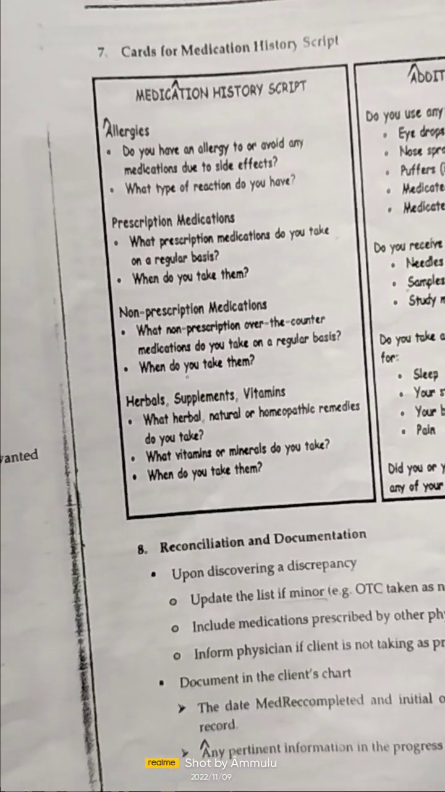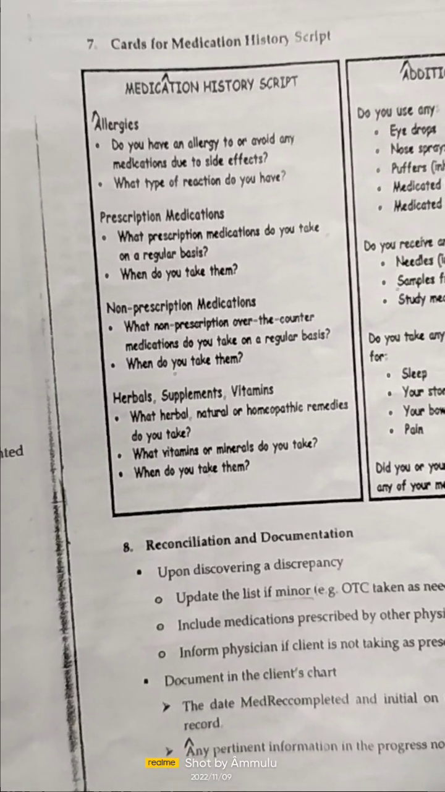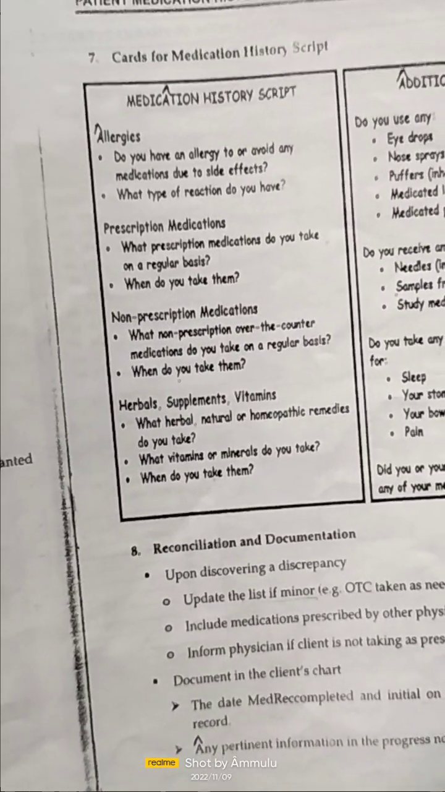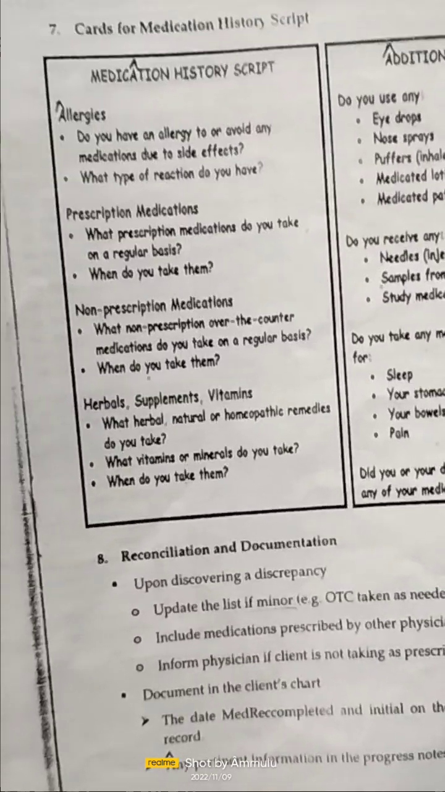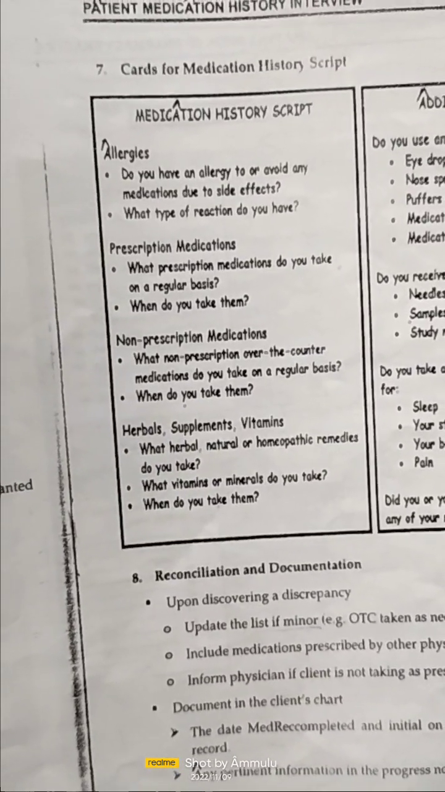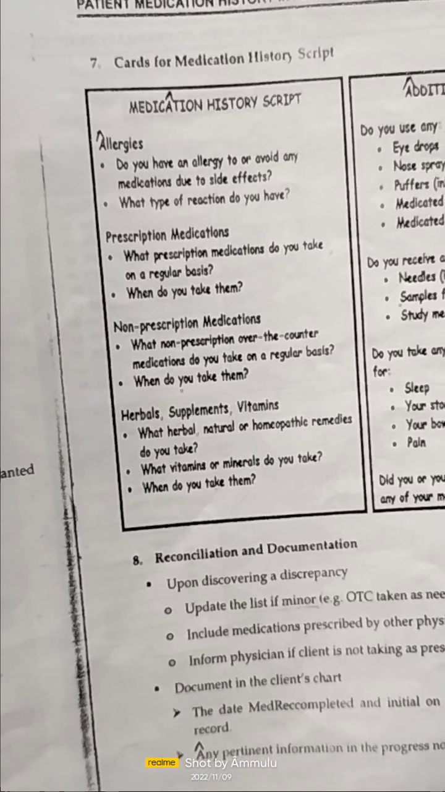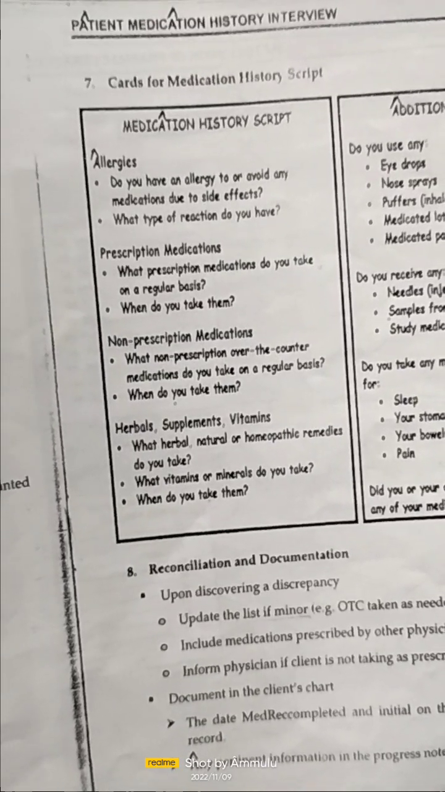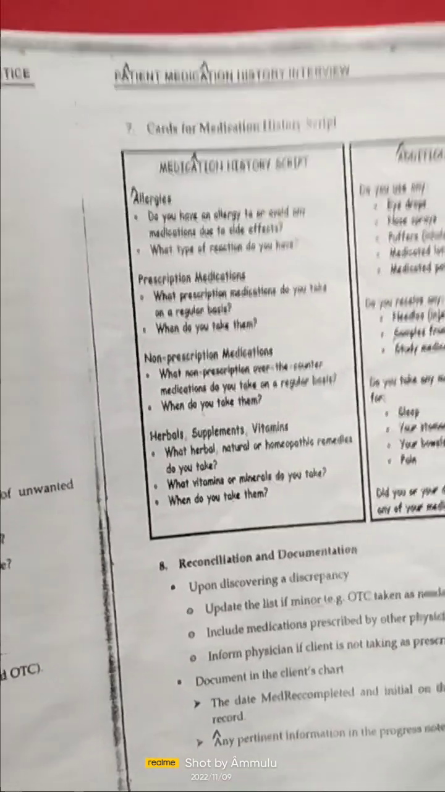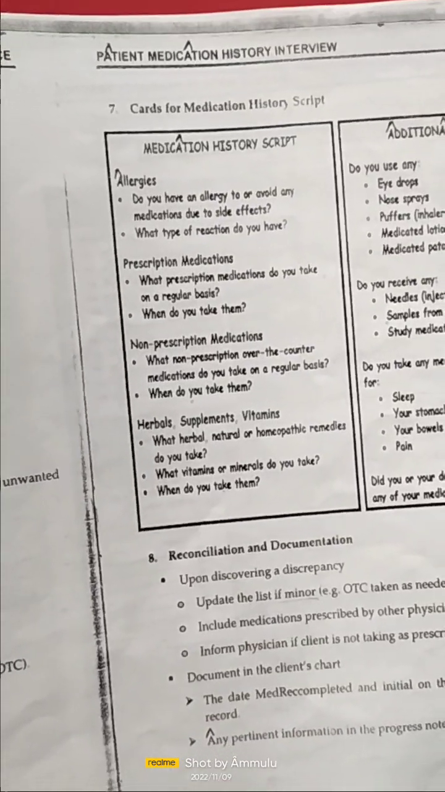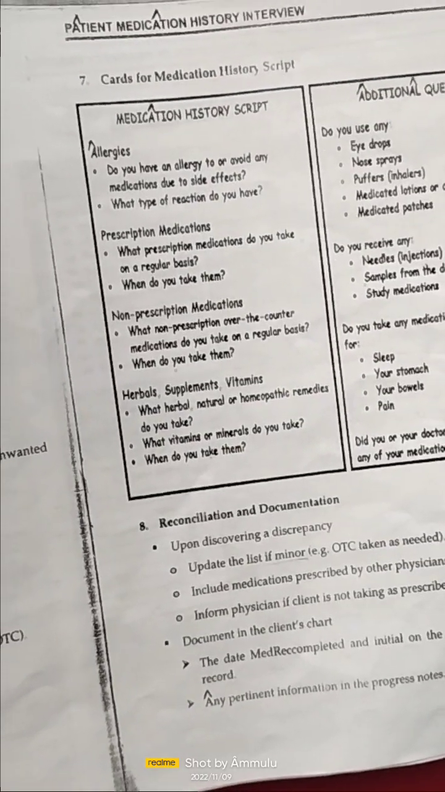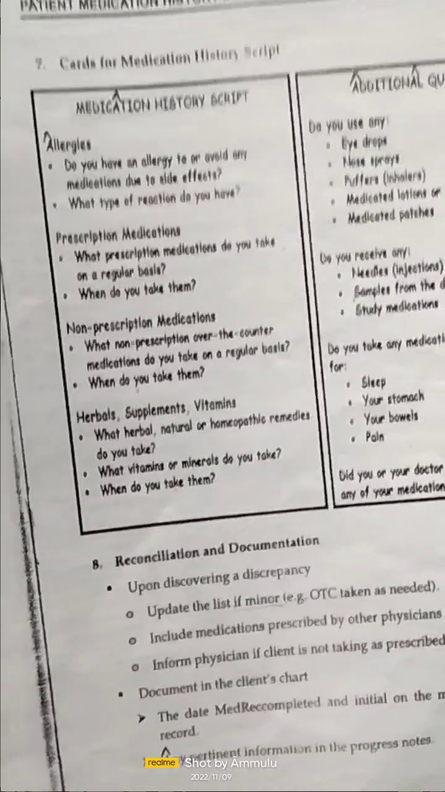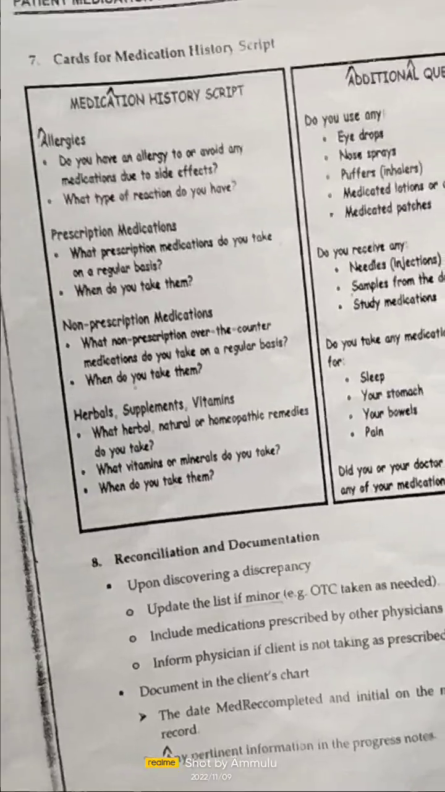After that, documentation. Finally, we have to document the patient's complaints in a record which contains a list, including OTC drugs and medications prescribed by other physicians also, and inform the physician if the client is not taking medications as prescribed. The documents in the client chart will be dated and completed. Any patient information should be given in the progress note.